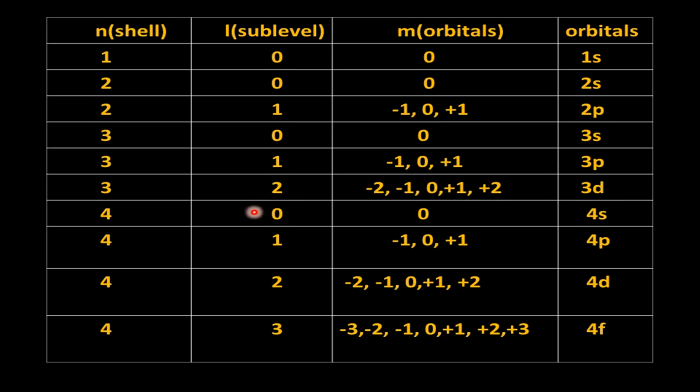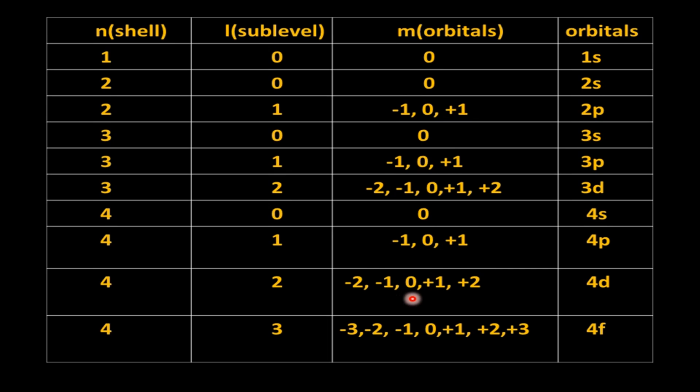For the fourth energy level, we have 4 sublevels or subshells, that is s, p, d, f. The azimuthal value is 0, 1, 2, and 3. The 4s only has one orbital. The p has 3 orbitals. That is why we have -1, 0 to +1.